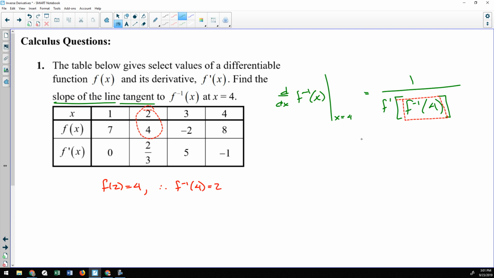So I can go back up to my formula. That's going to be 1 over f prime of 2. And f prime of 2, that's straight in the table. f prime of 2 is 2/3. So it's 1 over 2/3. And if you're really smart, you can call that 3/2. So there is the slope of the line tangent to the inverse at x equals 4.